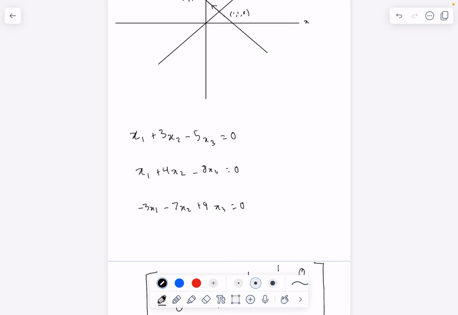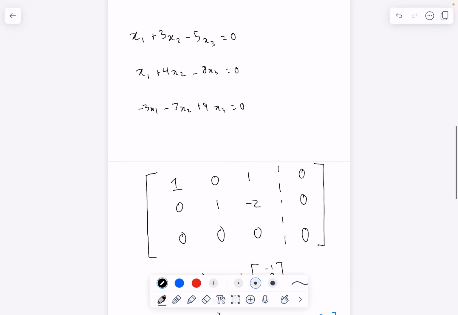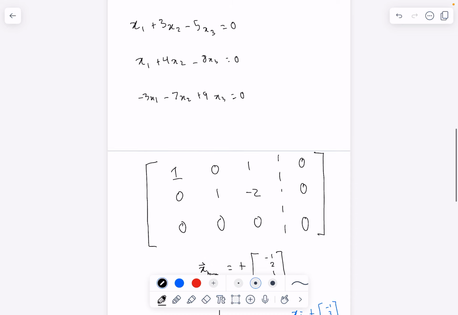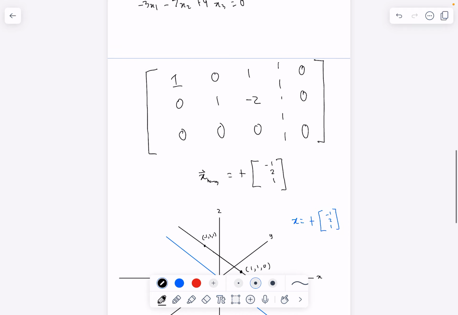So written below, I have the 3 equations where all of them are equal to 0, and row reducing this gives a similar matrix, but with zeros on the right-hand side. Solving this gives us x_homog equal to t times the vector (-1, 2, 1). And this solution describes a line through the origin in the same direction.